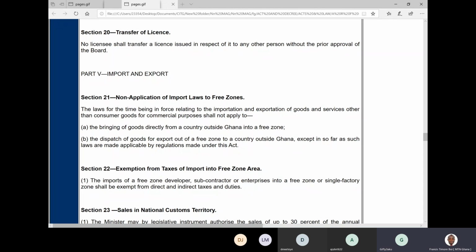Please, is that clear? Francis? Joe, are you there? Yeah, I'm back. I went off. So we are discussing the tax incentives for the free zones. And we are saying that if you import anything into a free zone, it is tax exempt. Please, let's note section 22 very well, because they will ask you in the strategic tax paper.